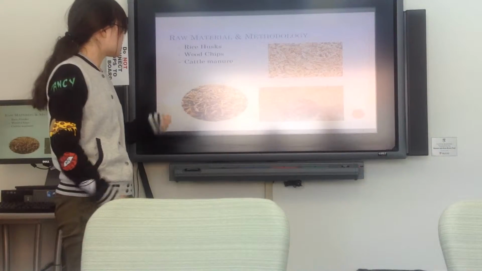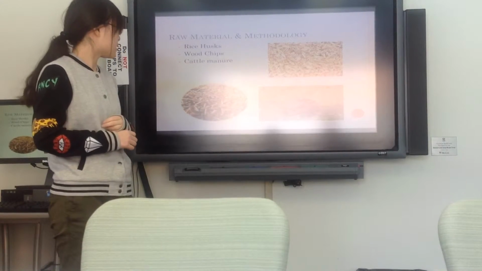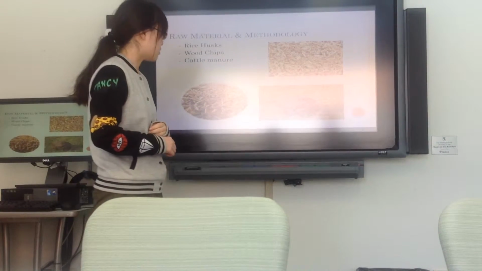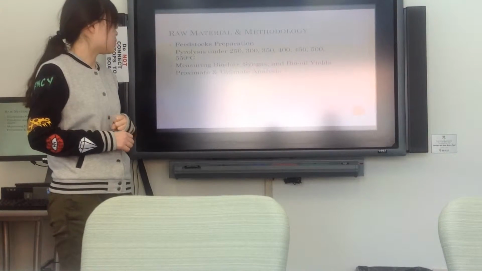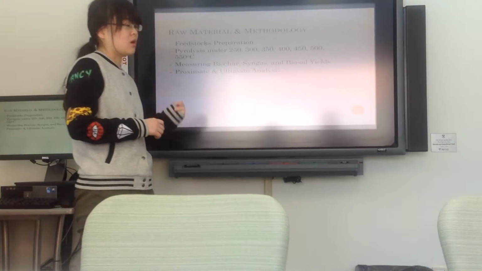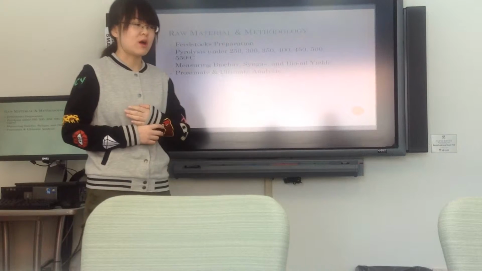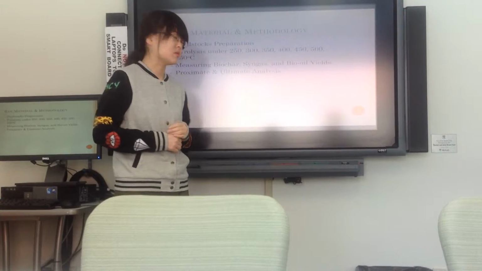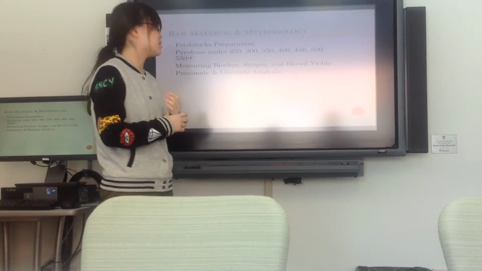Then I will move on to the raw material and the methodology. I will use rice husk, wood chips, and cotton manure to do the pyrolysis. The first step is the feedstock preparation. It includes the drying and grinding: drying the raw materials in the oven for 24 hours at 105 degrees Celsius to remove the moisture, and grinding them to 2 millimeters.